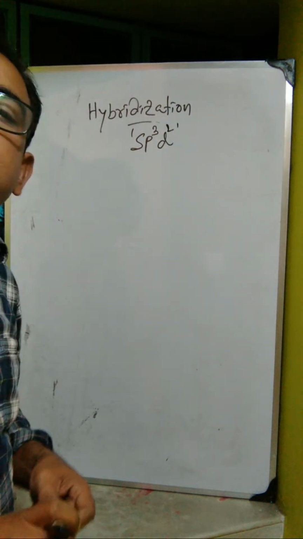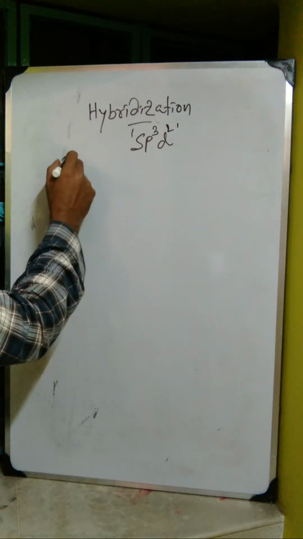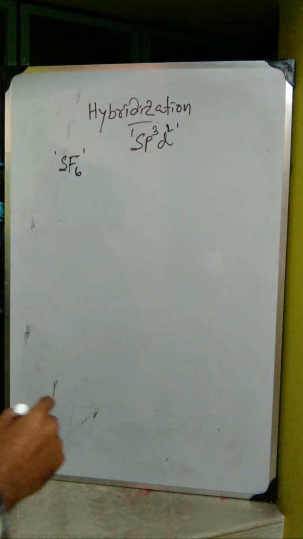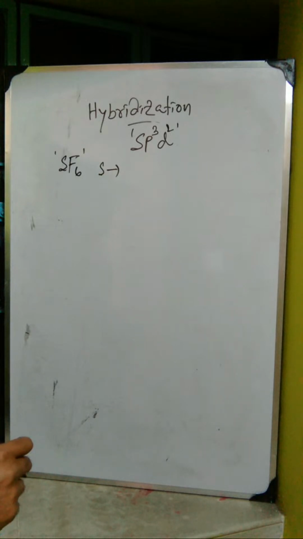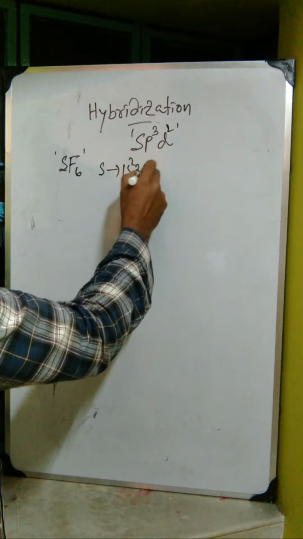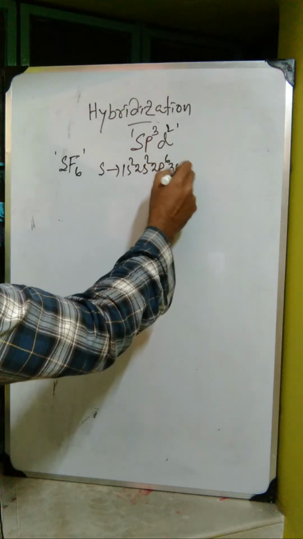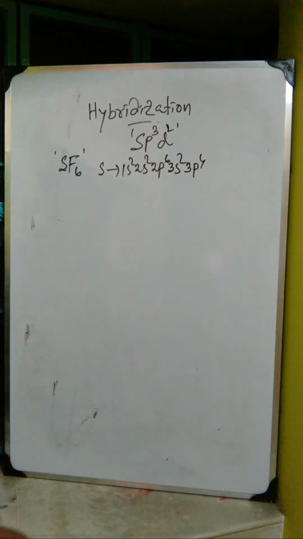Now sp3d2, let us consider the molecule sulfur hexafluoride SF6. So sulfur has the atomic number of 16. So the electronic configuration is 1s2, 2s2, 2p6, then 3s2, then 3p4. This is the electronic configuration of sulfur.